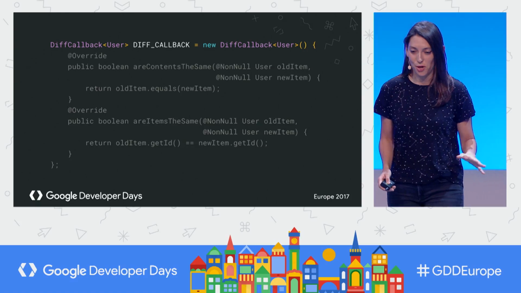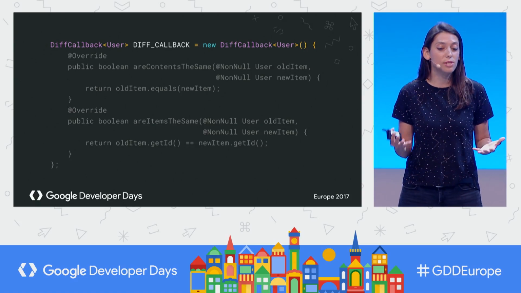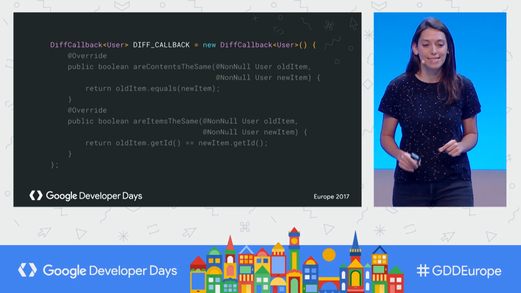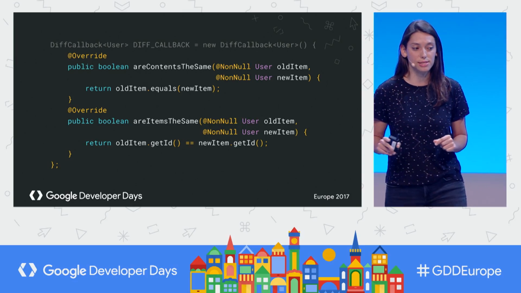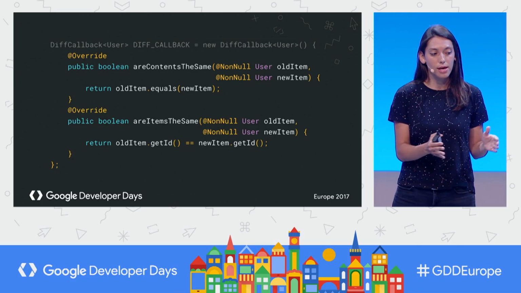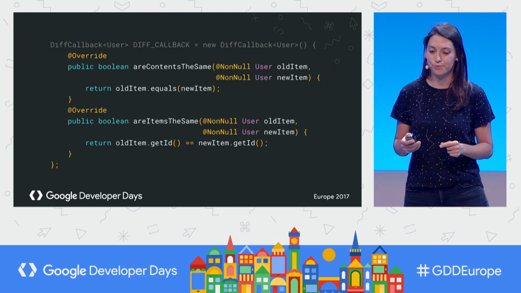OK, let's look at the code a bit. So to tell the page list adapter how to compute the differences between the two elements, you'll need to implement a new class, DiffCallback. Here, you will define two things. You will define how to compute whether the contents are the same, and how to define whether the items are the same.